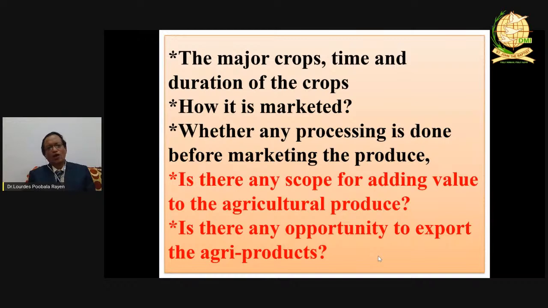They must know the major crops, the time of the crop, and the duration of the crops, how it is marketed, whether any processing is done before marketing the produce. Is there any scope for adding value to the agricultural produce? Is there any opportunity to export the agri products? These are all the information they must collect. We can give all these questions to our students, and we can ask our students to gather all this information from the field.